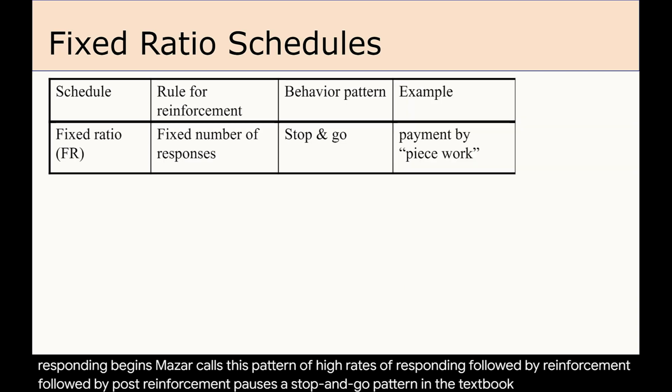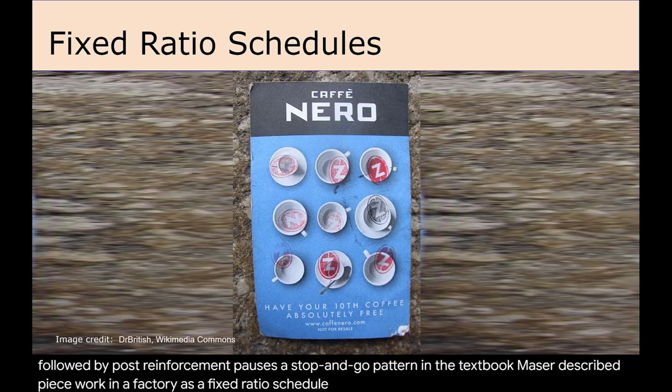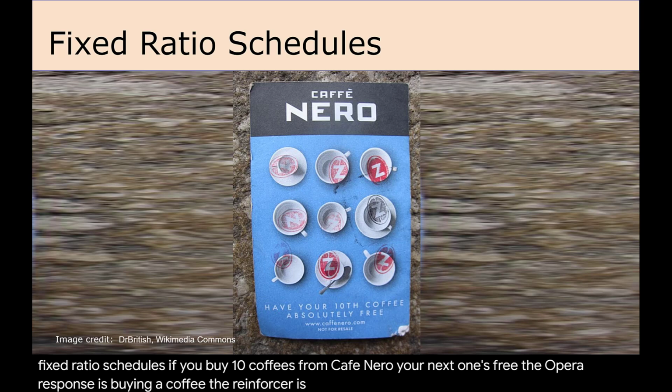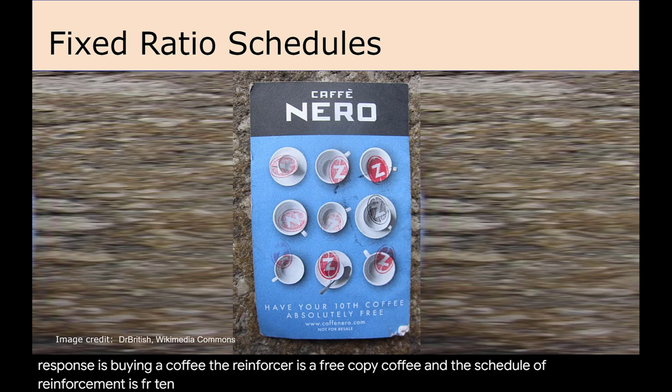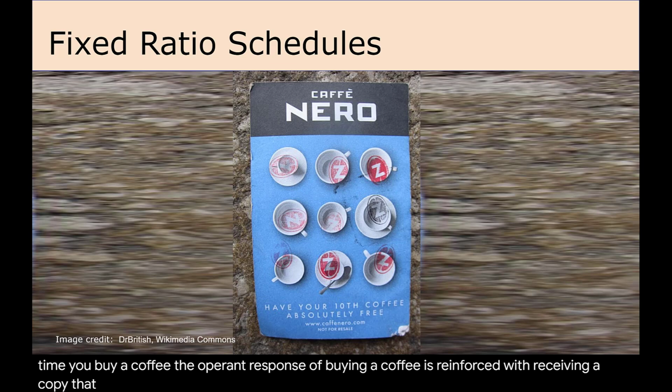In the textbook, Mazur described piecework in a factory as a fixed ratio schedule. Customer loyalty cards are also an example of fixed ratio schedules. If you buy 10 coffees from Cafe Nero, your next one's free. The operant response is buying a coffee. The reinforcer is a free coffee, and the schedule of reinforcement is FR10. Of course, there's also another schedule operating in that situation. Every time you buy a coffee, the operant response of buying a coffee is reinforced with receiving a coffee. That is continuous reinforcement, also known as FR1.